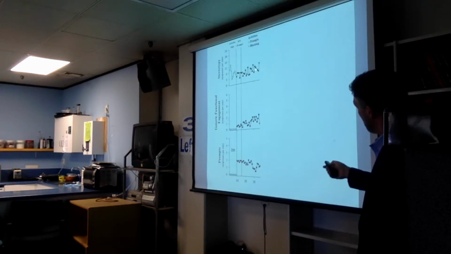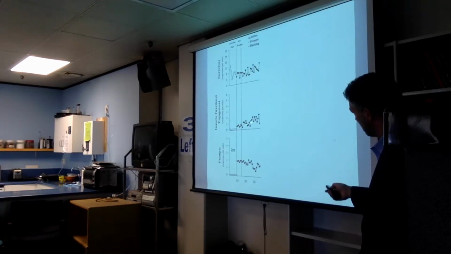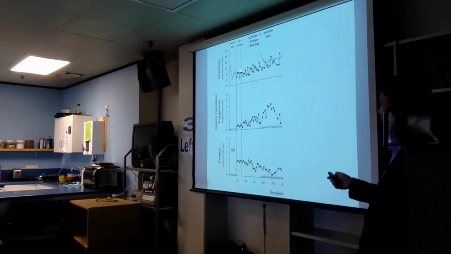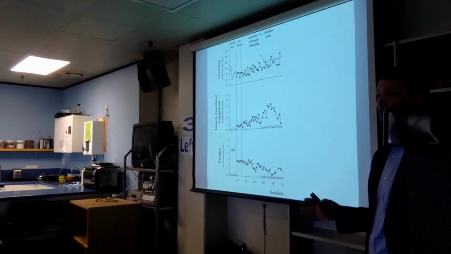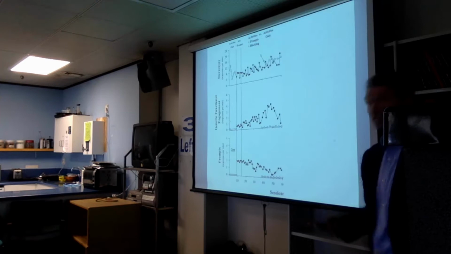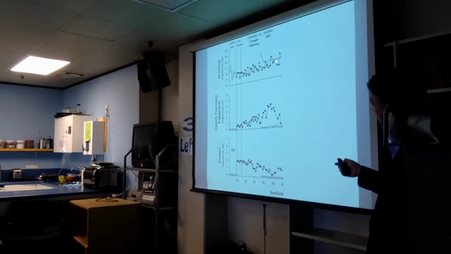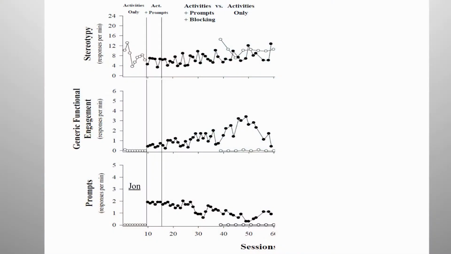For this gentleman, as we blocked, we saw absolutely no change in behavior. If anything, we saw a slight increase in the rate. We did see some concomitant increase in the play behavior, therefore necessitating less prompting. As we continued out the phase, we saw absolutely no change in the rate of behavior. If anything, we saw an increase in the rate. The white circles bring us back to this baseline condition, and we're seeing absolutely no difference in the rate of stereotypy when we're blocking.